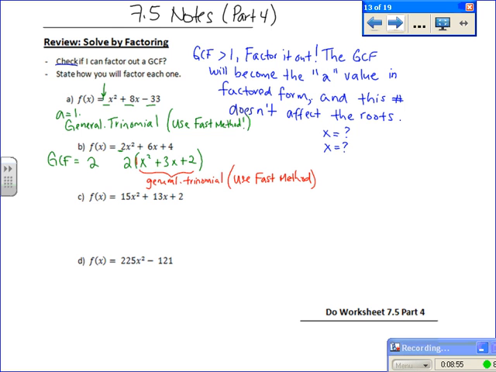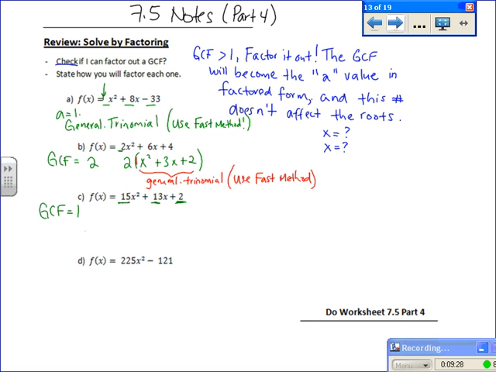Okay, C, let's have a look at C. Again, I see that a is not equal to 1. But before I assume factoring by grouping, I should check for a GCF and see, is there any number that I can divide 15, 13, and 2 all by? Well, the smallest number that will go into 2 is 2 or 1. But I can't divide 13 by 2, and I can't divide 15 by 2 to give myself a nice whole number. So the GCF here is just 1.